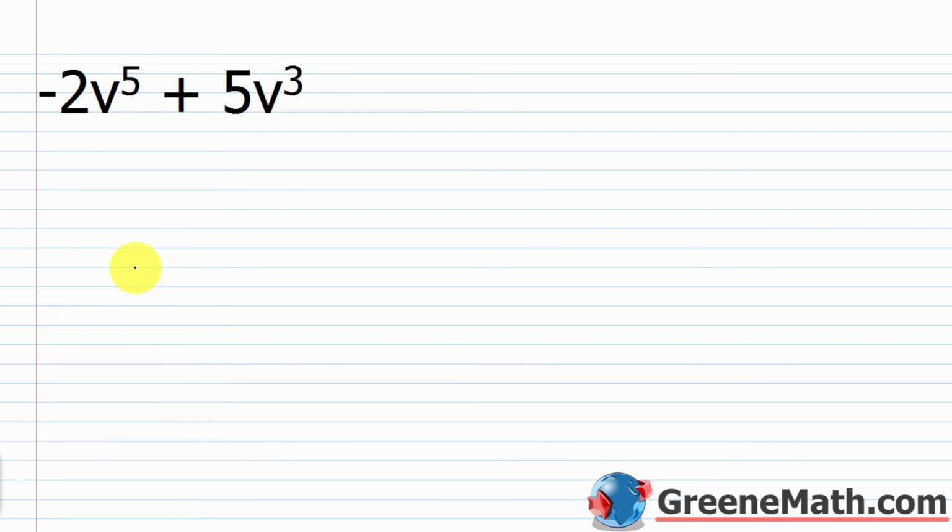I'm just going to look at the variable. I have v to the 5th power and I have v cubed. So everything has a v. The smallest exponent is a 3. So I know that's what I can factor out, a v cubed. So let's put equals. We'll put v cubed. And then inside, I'll have 2 spaces here.